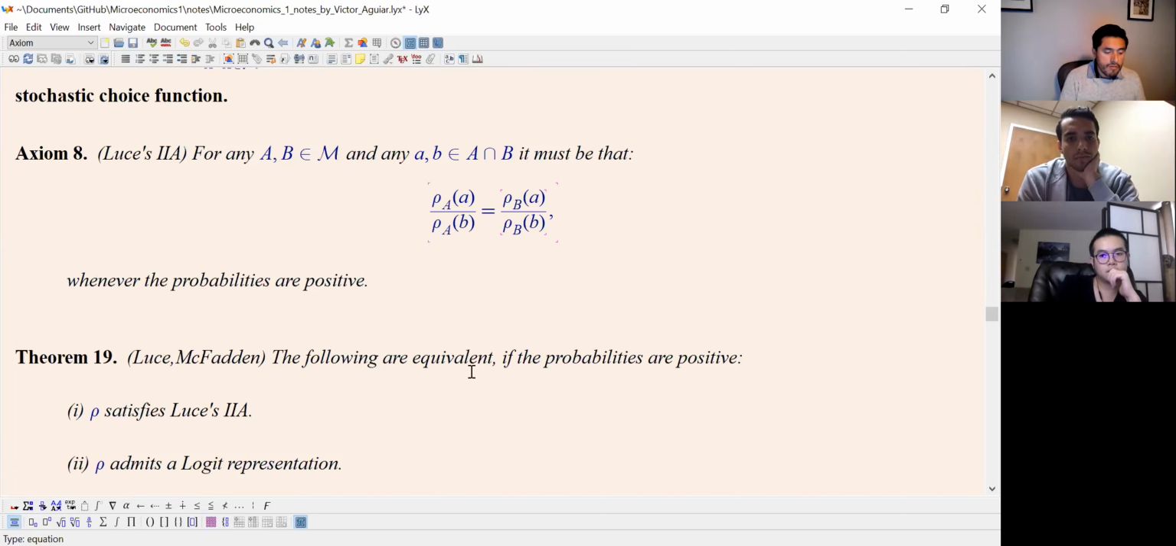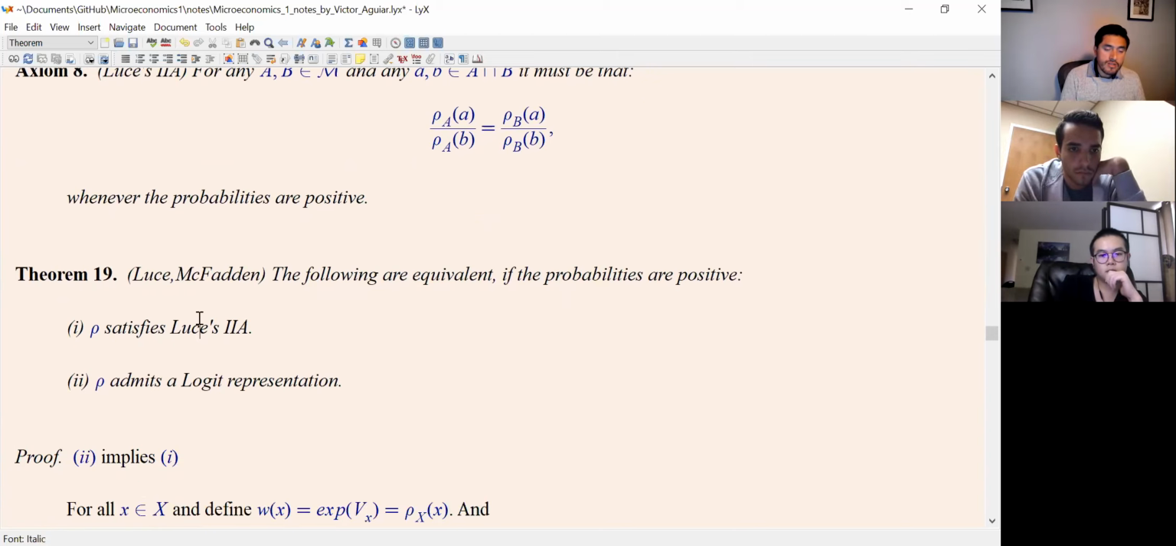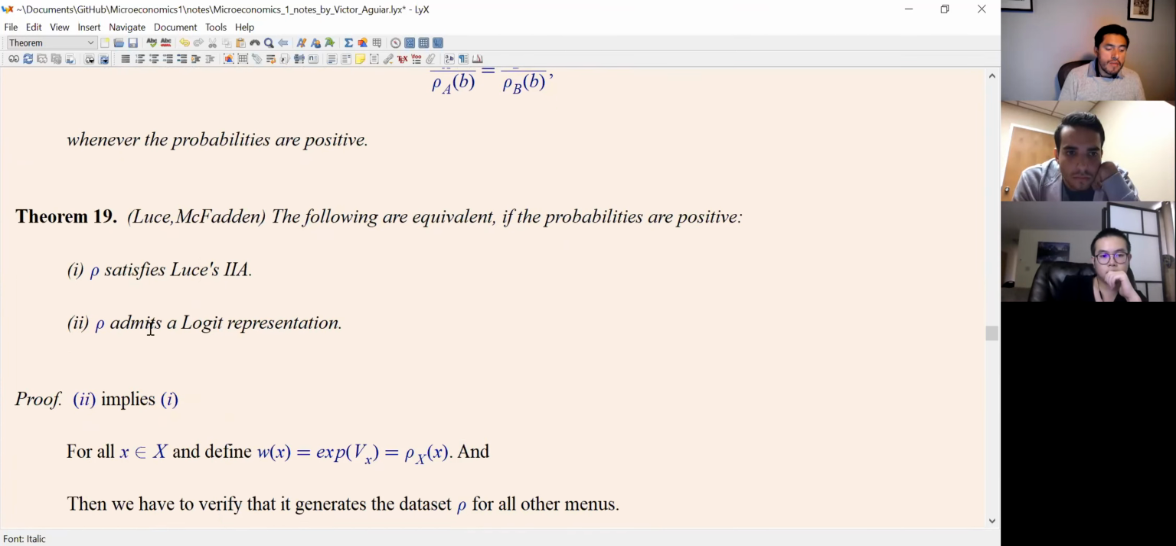And then there's this famous theorem by Luce and McFadden. So the following are equivalent if the probabilities are positive: this stochastic choice rule satisfies IIA, and the stochastic choice rule admits a logit representation.